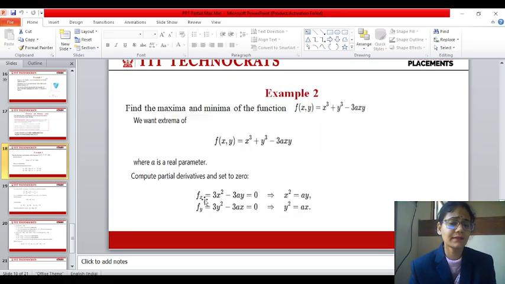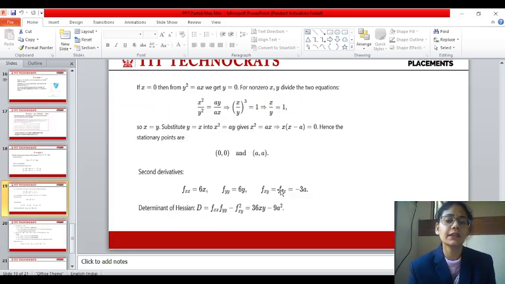Now this is f_x. Take its derivative with respect to y. This term doesn't have any y term, so it will be treated as a constant, and this will be minus 3a. Similarly, if you take the derivative of f_y with respect to x, this term will be constant and this will be minus 3a. So irrespective of the order of differentiation, f_xy and f_yx are both the same, equal to minus 3a.